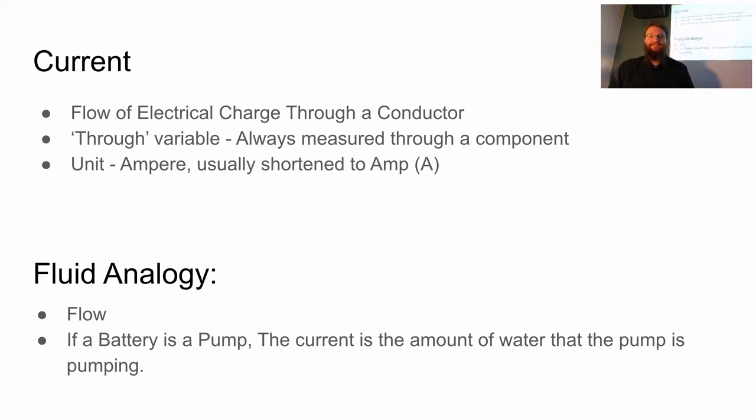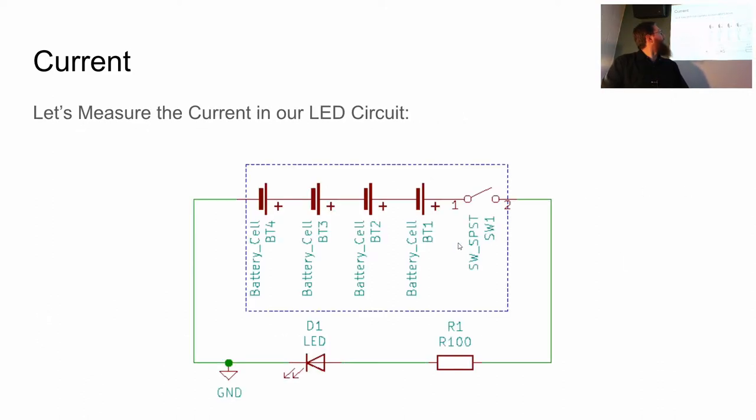Okay. Yeah, so does the fluid analogy and the electron sea kind of make sense as a concept? And that current is the flow of the electrons, even if not literal, it's just the amount that they're inclined to move around. The higher the current, the more electrons are moving. So now we go on to measuring current.